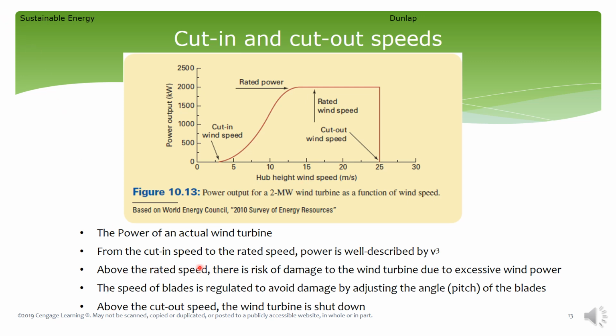Above the rated speed, there is a risk of damage to the wind turbine due to excess wind power. The speed of the blade is regulated to avoid damage by adjusting the angle of the blade from this wind speed, the rated wind speed. Above the cut-out speed, the wind turbine is shut down to avoid the damage.